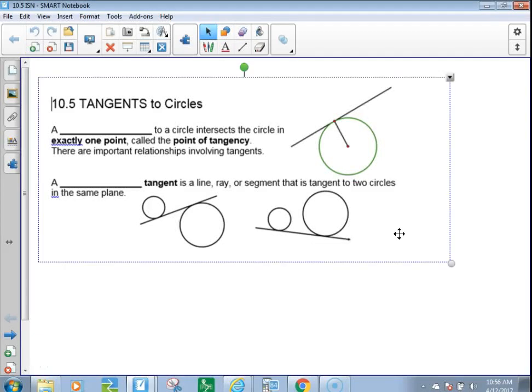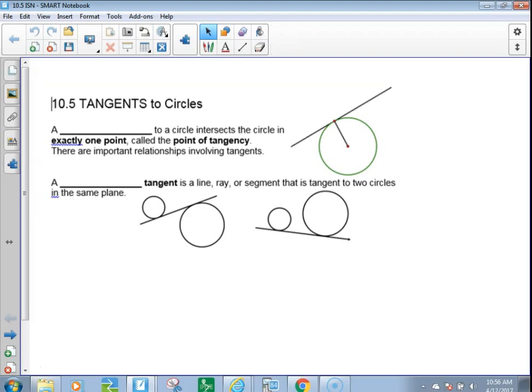All right. We're going to do our 10.5 ISN as usual first before we do the 10.5 lesson. Tangents to circles is the topic for today.